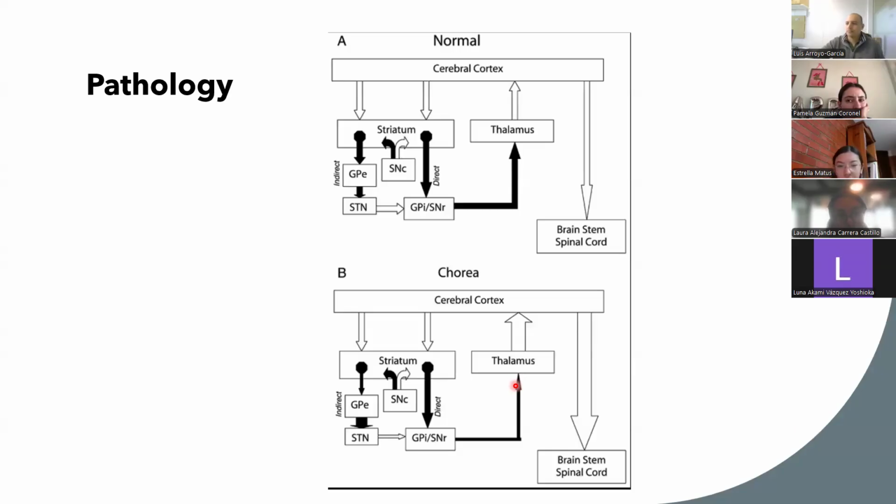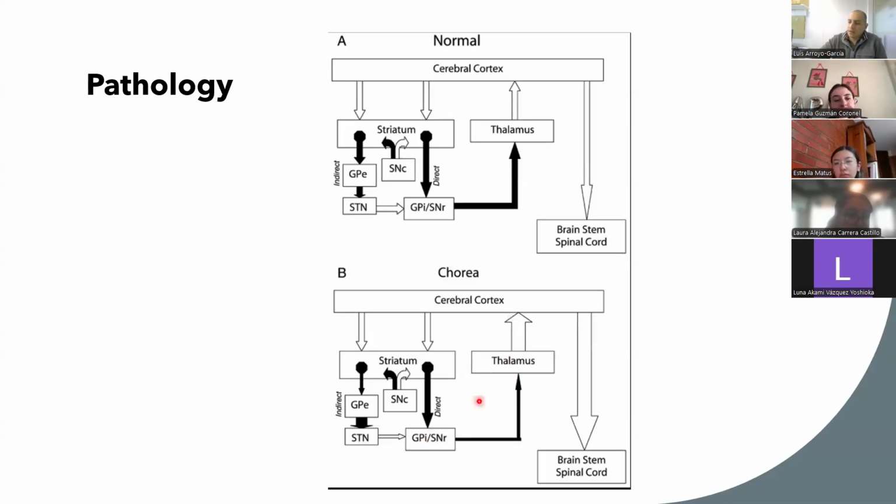It's kind of the same, like a thinner arrow from the striatum to the GPe, which I think is the globus pallidus. Yes, exactly, externus. So this is the globus pallidus externus, and then we have the subthalamic nuclei, and then we have here the globus pallidus internus, substantia nigra reticulata, and then this goes to the thalamus.